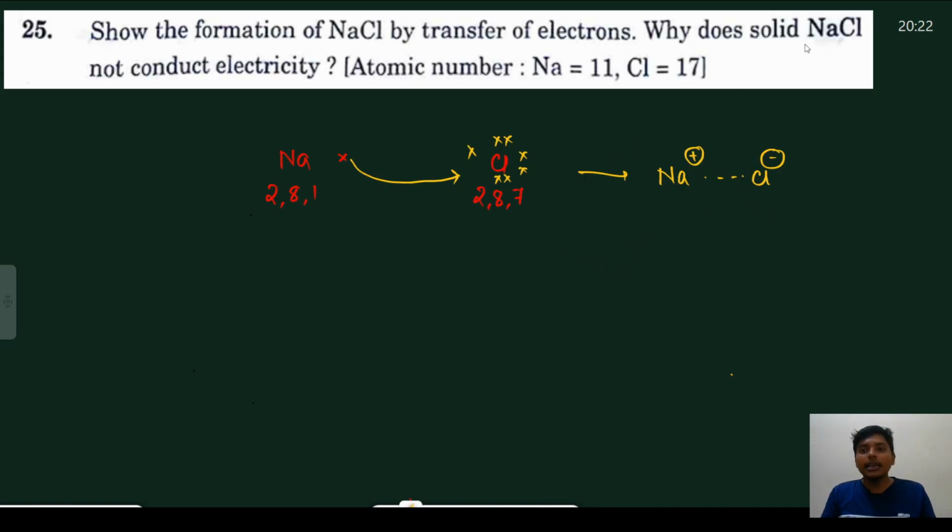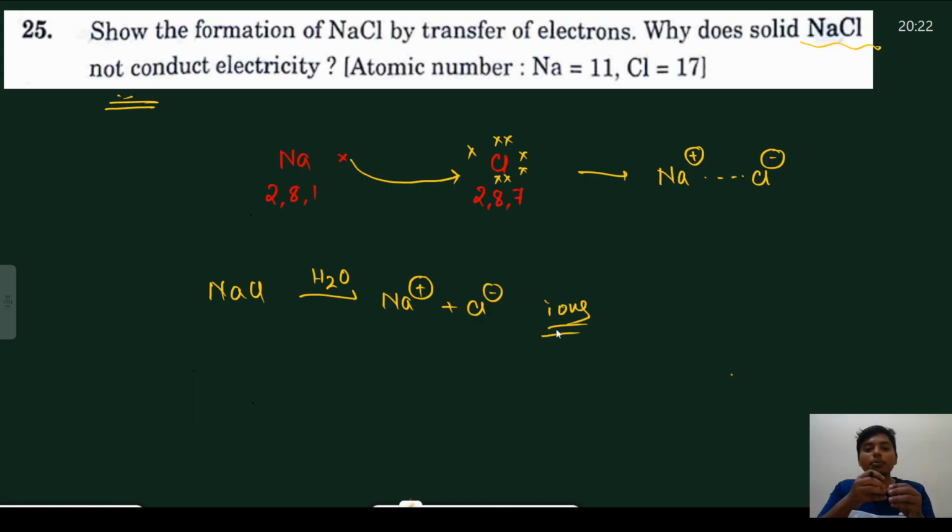Now why does NaCl not conduct electricity in the solid state? Remember, if you dissolve NaCl in water, it will break into Na plus and Cl minus. These are ions, one is a cation, one is an anion. These ions will move towards the electrodes, and by that movement we will get electricity.